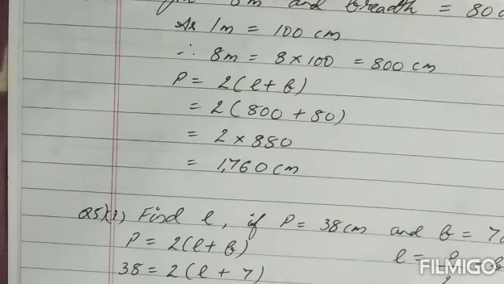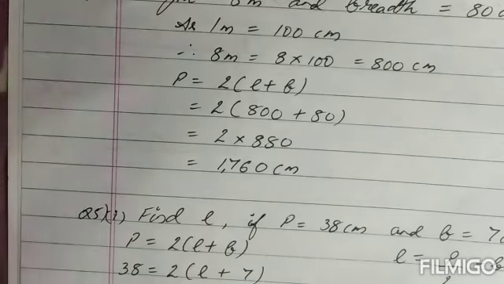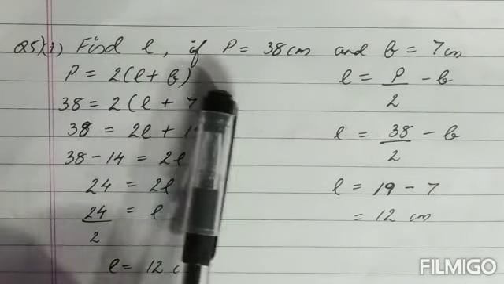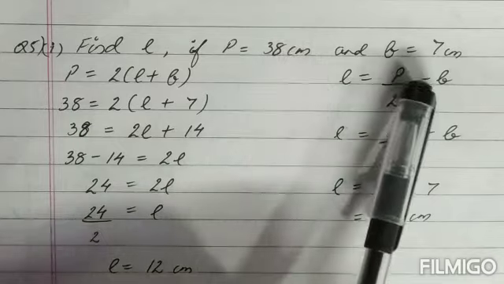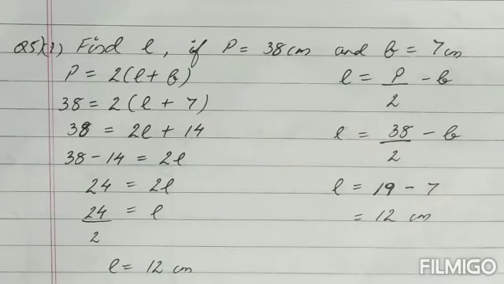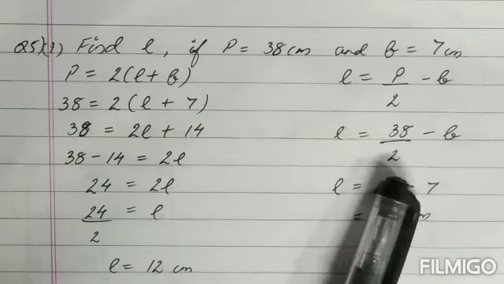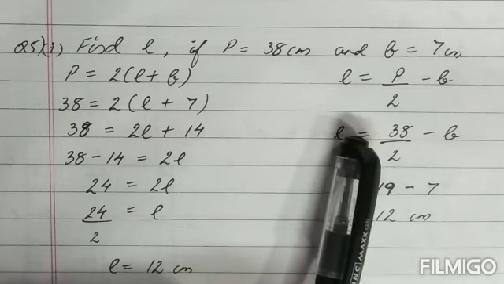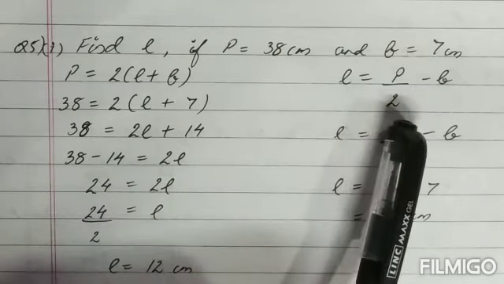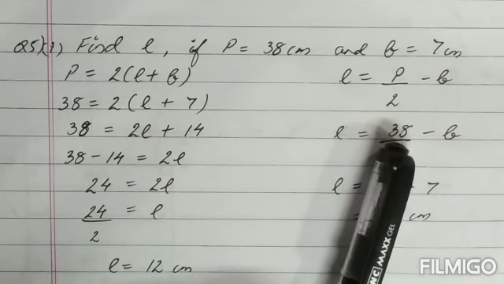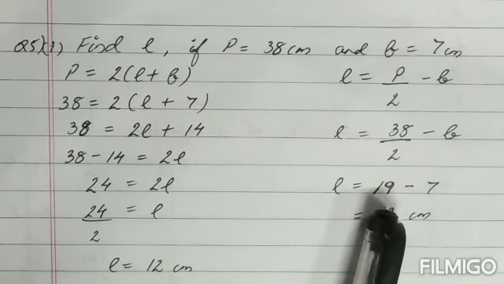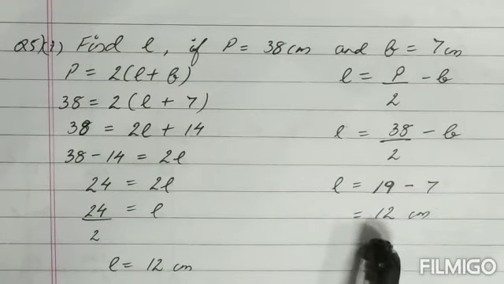Coming to question number 5, children, where 2 things have been given and the third thing has to be calculated. Now let's see this, children. Find the length if the perimeter is given as 38 centimeters and the breadth is given as 7 centimeters. Now 2 ways I'm going to show you how to do it. First way is by using the formula that is already given and I have explained in the beginning. Length is equal to perimeter upon 2 minus breadth. So put the value of perimeter, that is 38 upon 2 minus breadth. So when you divide this, children, you get 19 minus 7, which gives you 12 centimeters as the length.